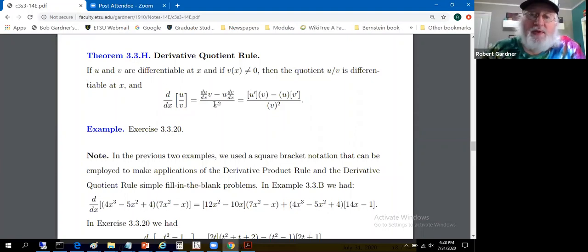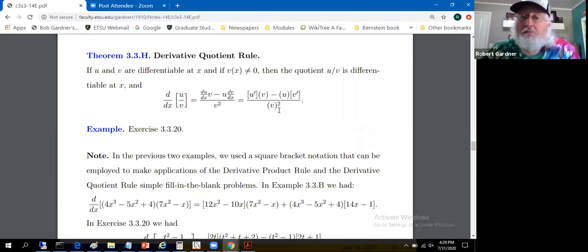We'll go through and prove it. Structurally, it's kind of like what we have with a product rule, a little bit. What it boils down to is, see, this time, instead of a first and a second, we've got a numerator and a denominator. It's the derivative of the numerator, u prime, times the denominator, v, minus the numerator times the derivative of the denominator, v prime, divided by the denominator squared.